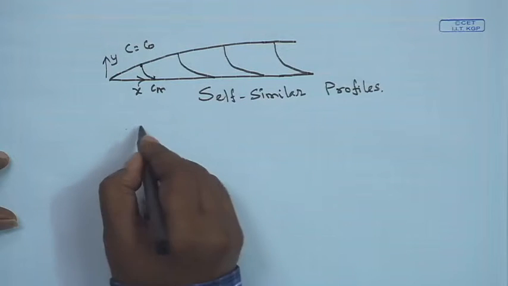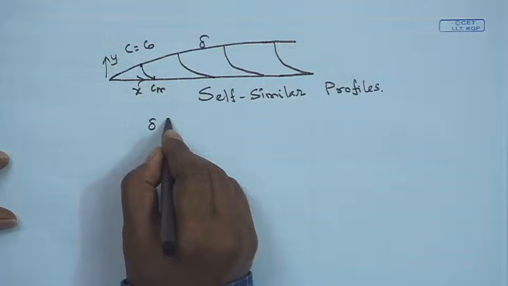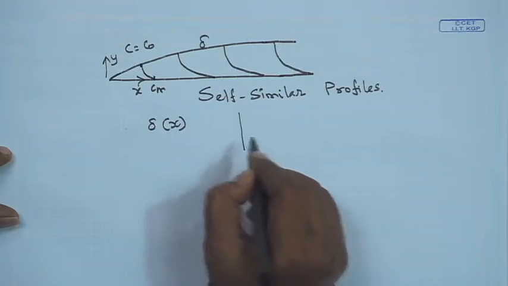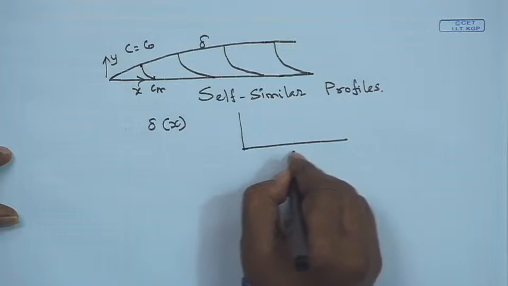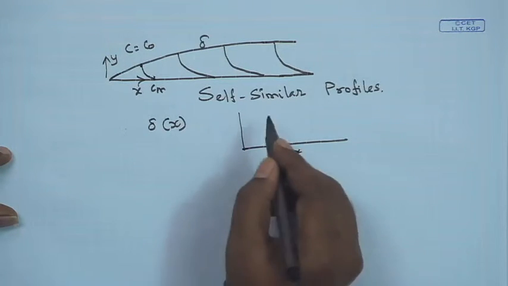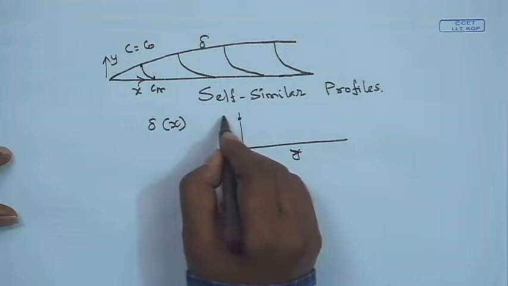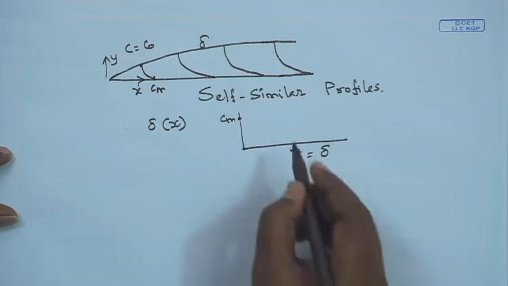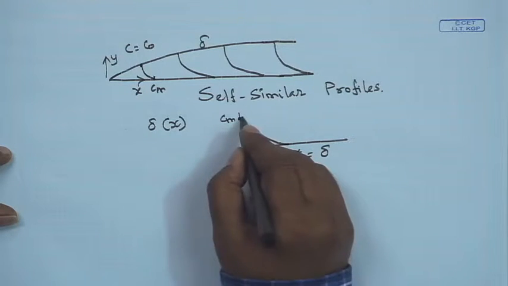So, these self similar profiles will therefore be functions of y and x. The boundary layer thickness delta will essentially be a function of x. Now, if you plot the concentration profile as a function of y, at y equal to 0 the value is Cm, which will be a very high value, and at y equal to infinity or delta, it is C naught. So you will have a profile something like this at a particular x location.